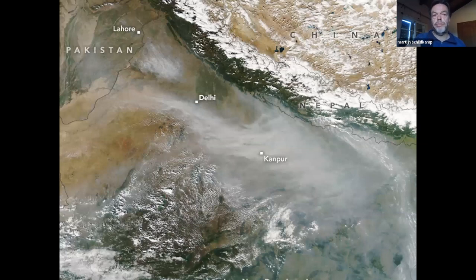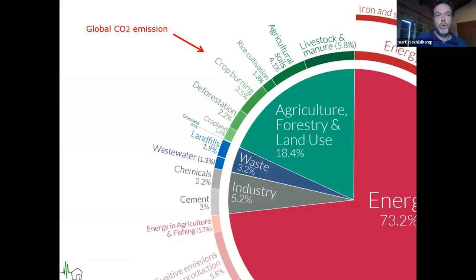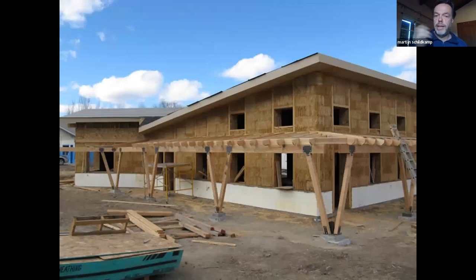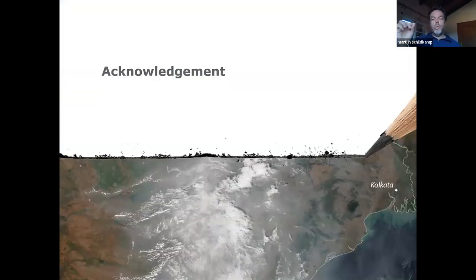But this is a picture, again, of India after the harvest. So this is purely smoke from burning crops. And burning crops has a global CO2 emission of 3.5% every year. So I say, you have it, don't burn it, but use it. And then again, it's a matter of design. Make it look acceptable.